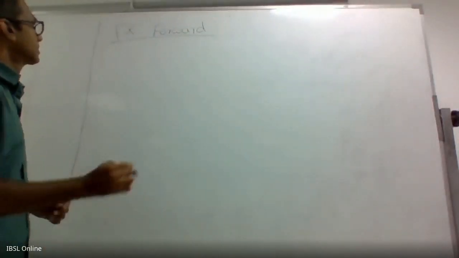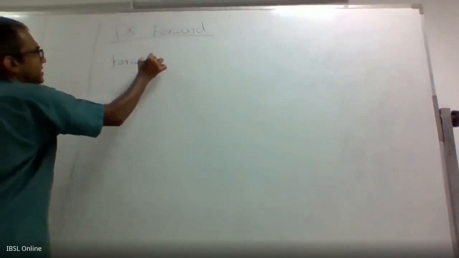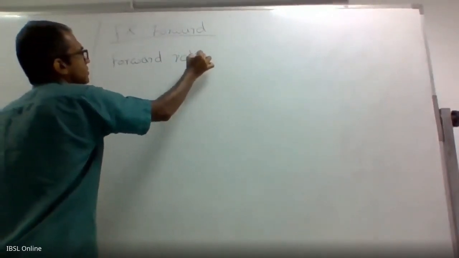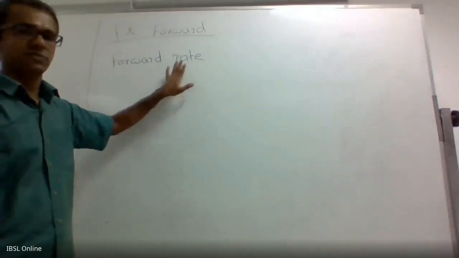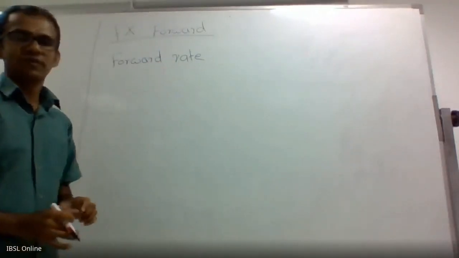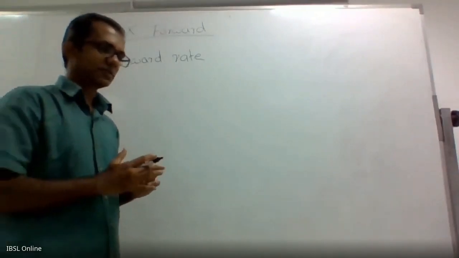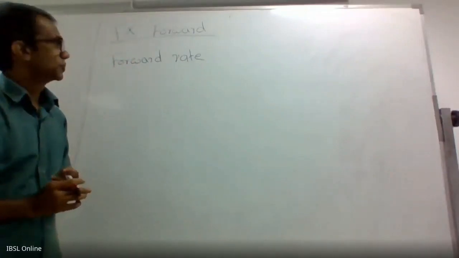So then what is the applicable exchange rate for a forward transaction? We call it the forward rate. How do we calculate the forward rate? It is simply the division between the future values of the two currencies.